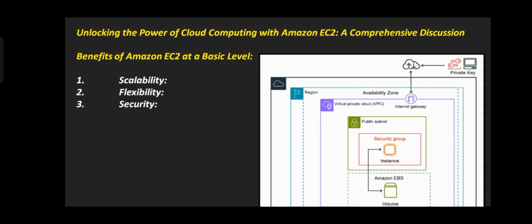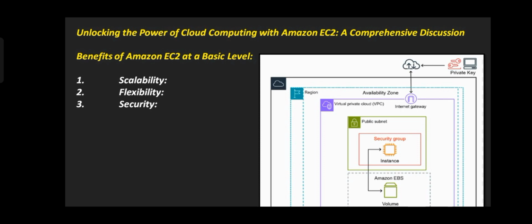Amazon EC2, the cornerstone of AWS compute services, offers flexible, scalable, and secure cloud computing solutions. At its core, EC2 enables users to rent virtual servers, commonly referred to as instances, providing complete control over computing resources. The benefits of Amazon EC2 extend beyond mere virtualization. So what are the points we need to discuss now?